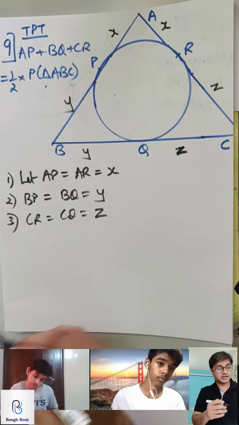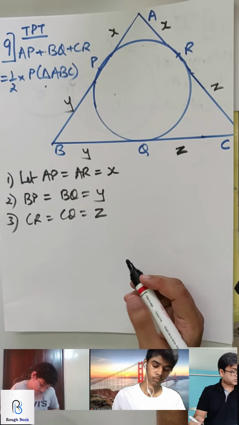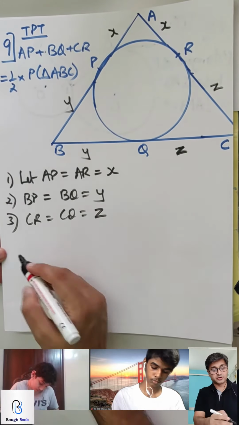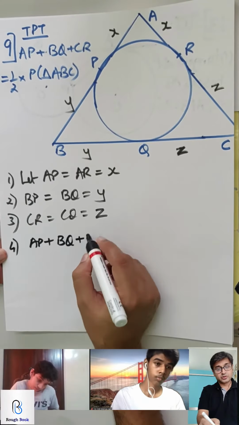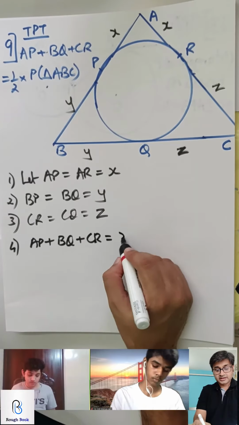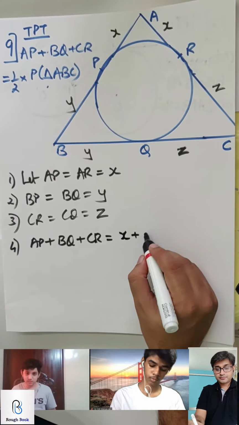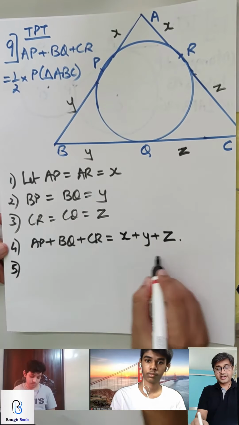So we got the basic parts ready now. Now just look at the LHS and write down the LHS in terms of ABC. Same logic we are going to use, nothing new. So AP plus BQ plus CR. What is AP? X. BQ is Y and CR is Z. So we got X, Y, Z.